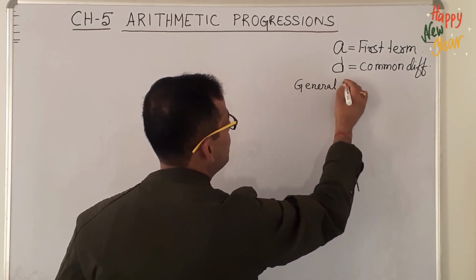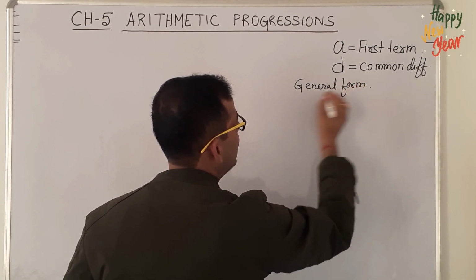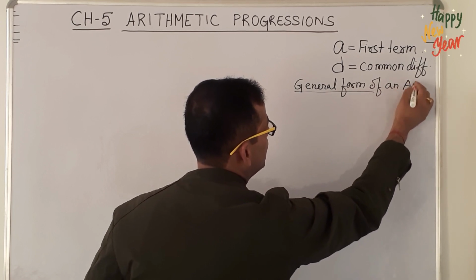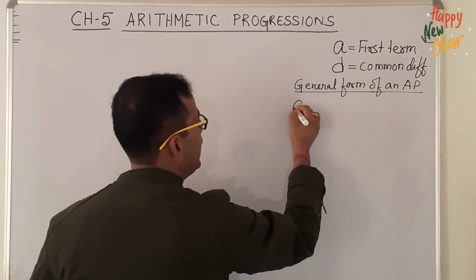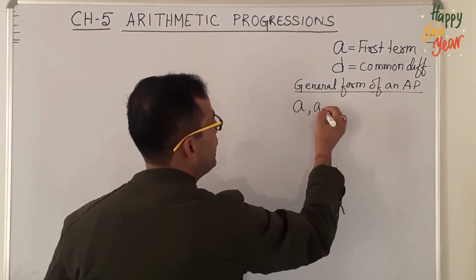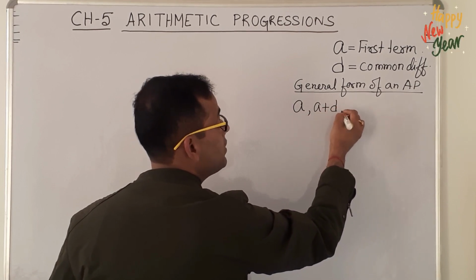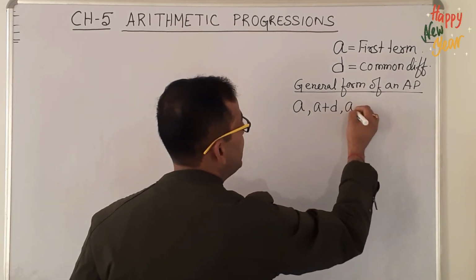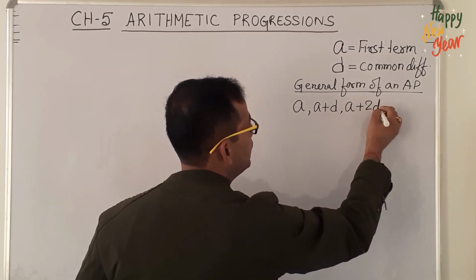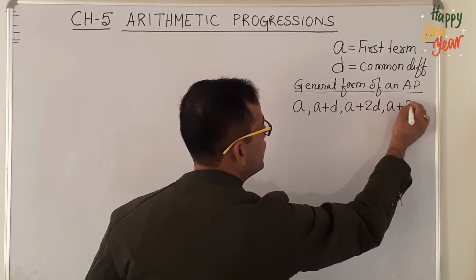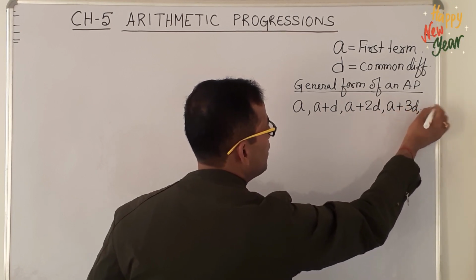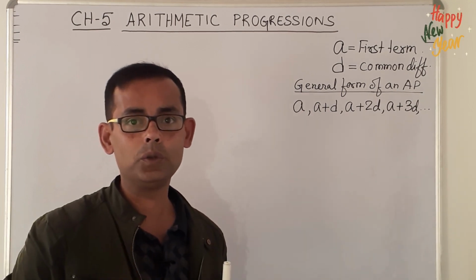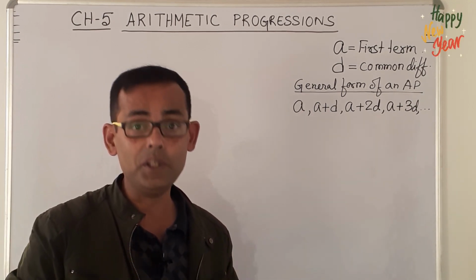And then we studied the general form. What we studied in the general form of an AP? A, comma, A plus D. D means A plus 1D, 1 into D. Then A plus 2D. Then A plus 3D, and so on. Now we are going to understand one more new thing.